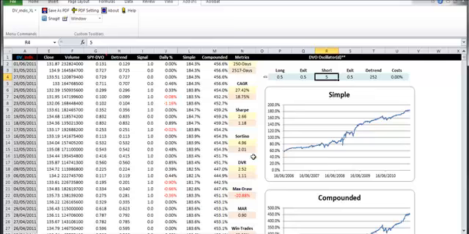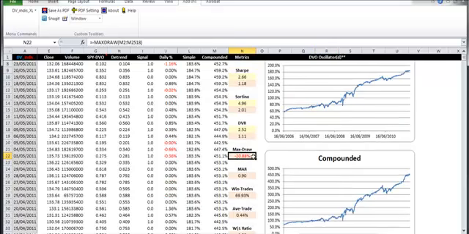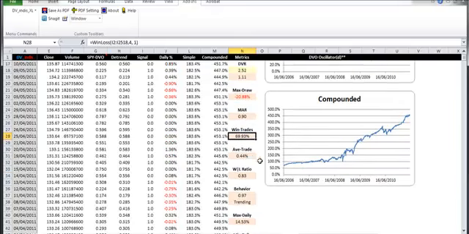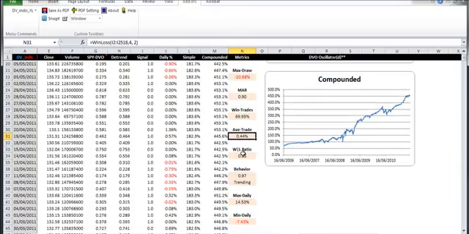So we can see that the performance is pretty good. The maximum drawdown is 21%, a fairly high winner trade, and an average trade of 0.44%. But the average winner is actually smaller than the average loser.